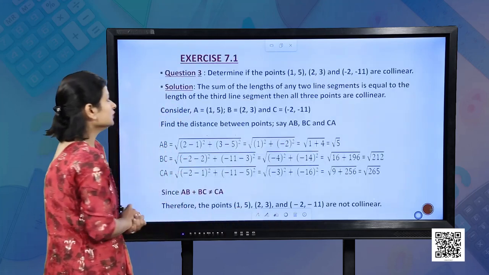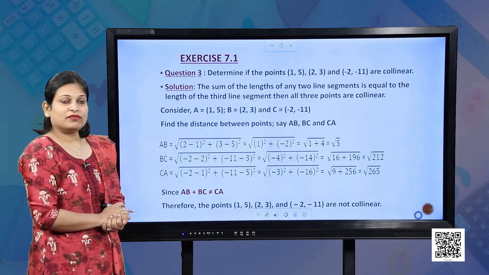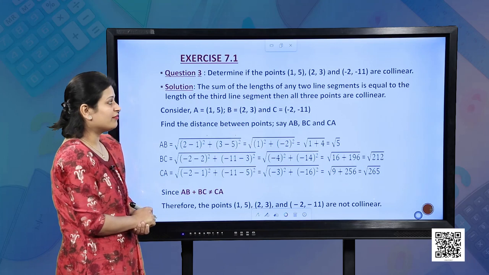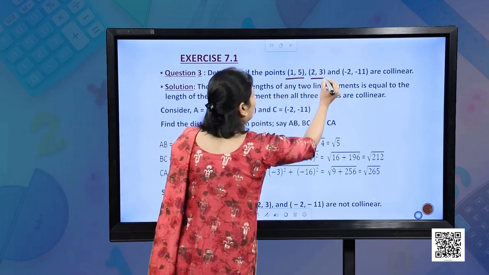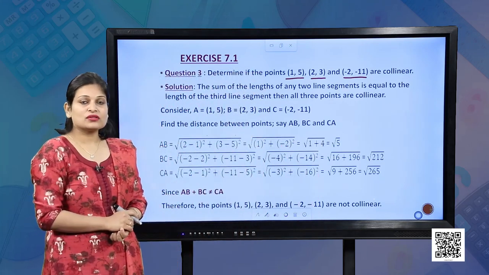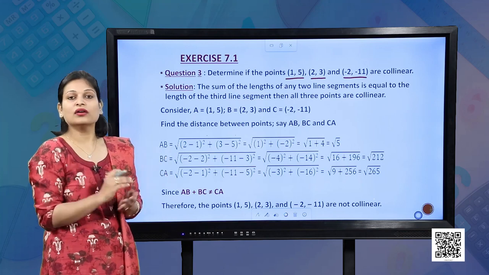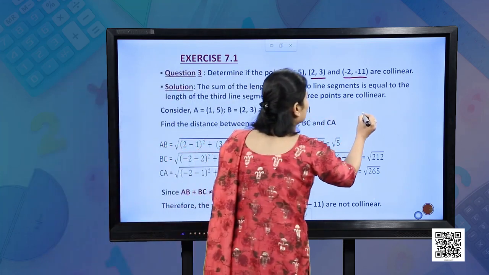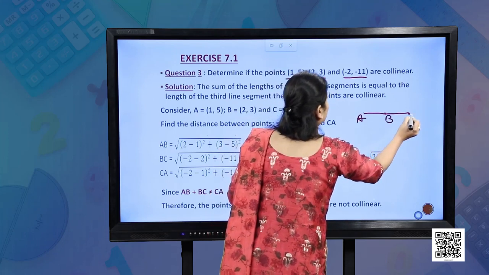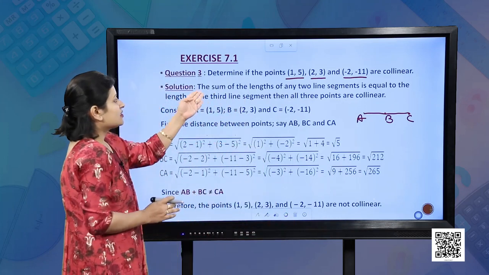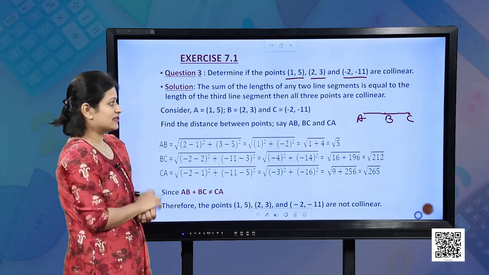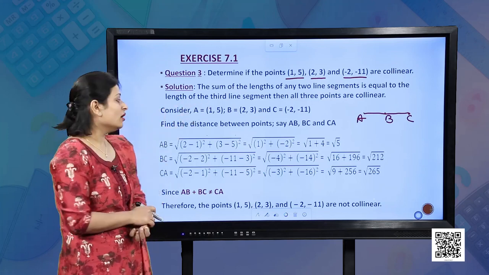Now we will come to exercise 7.1, question number 3. Determine if the points 1, 5, 2, 3, minus 2, minus 11 are collinear. Now what does collinear mean? It means they lie on one line, which means these 3 points will lie on a line. So what do we have to do? If the sum of the lengths of any 2 line segments is equal to the length of the third line segment, then all the 3 points are collinear.